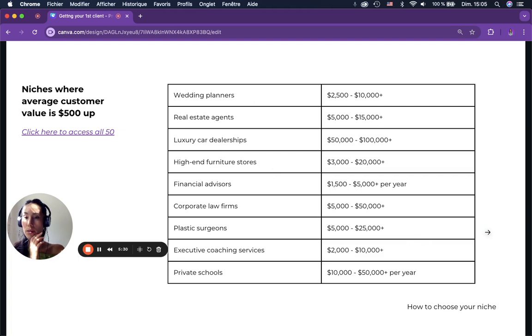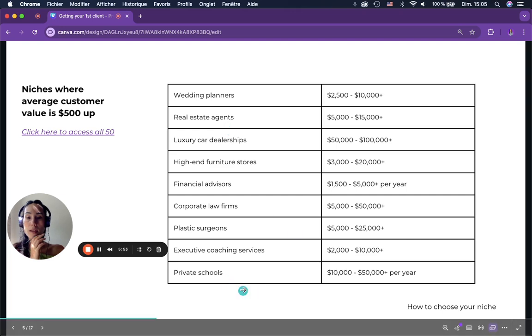So here we go. Wedding planners. Wedding is a huge market that is often overlooked. Real estate agents, this is very competitive, very saturated, but you can make really good money and make some really great connections here. Luxury car dealerships, high-end furniture stores, all of these, honestly, guys, I would start there.